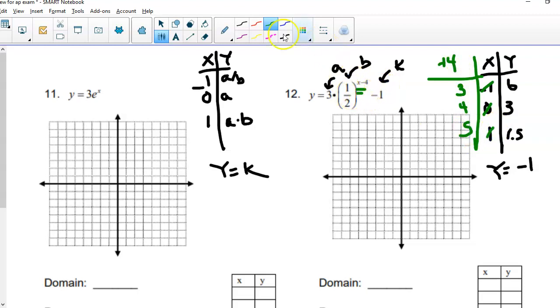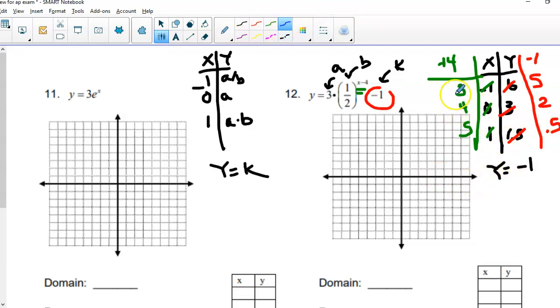So I'm done with that part. I looked at the exponent. Now I want to talk about this k value. The k value, we do the same to y. So that same operation to y. So I'm going to subtract 1 from all the values. I'm going to take 6 minus 1 is 5. 3 minus 1 is 2. And 1.5 minus 1 is 0.5. Okay, so step 2 is done.